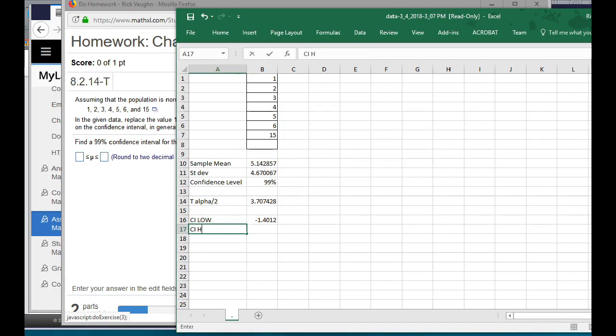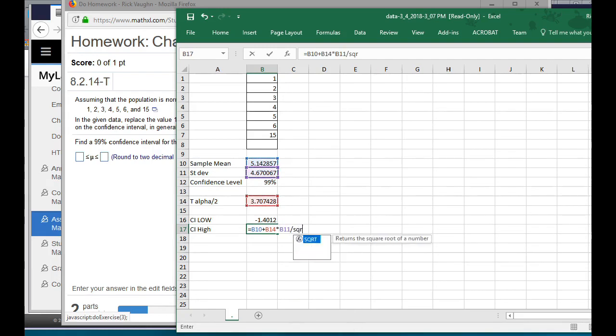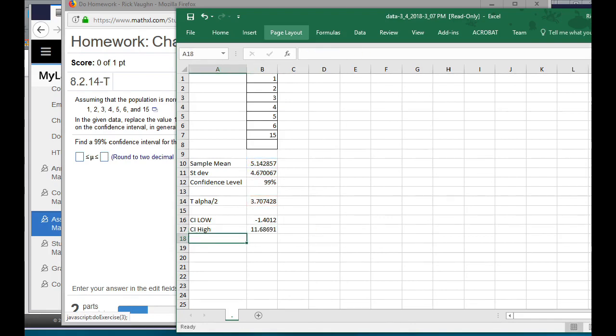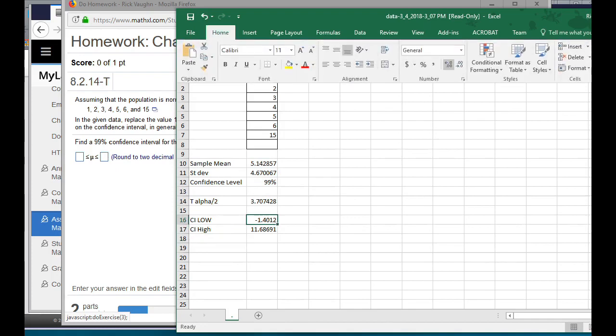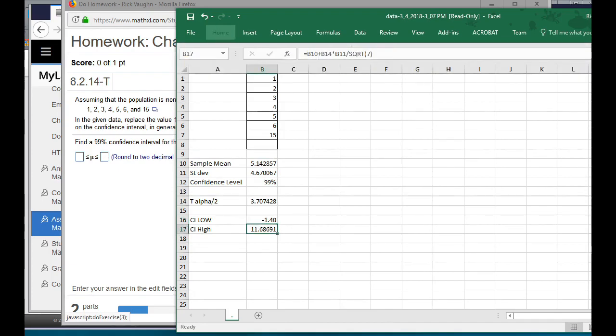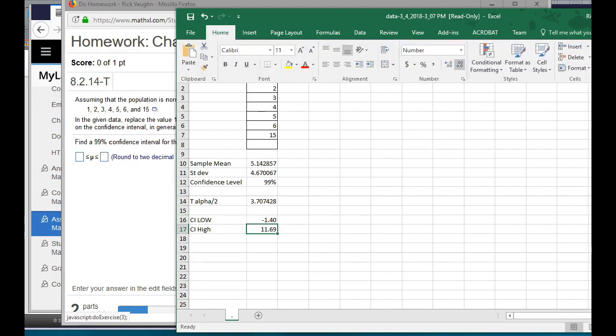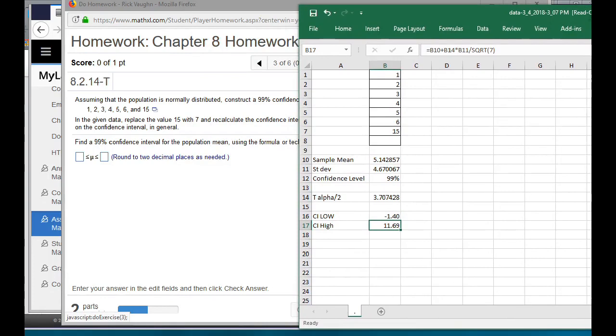The confidence interval high is going to be the same thing, just we take the sample mean. This time we do plus the t alpha divided by 2 score times the standard deviation divided by the square root of n, which is 7, and that should be the high end of the confidence interval. So we'll round these to 2 decimal places and see if we got it right. Negative 1.40 and 11.69.